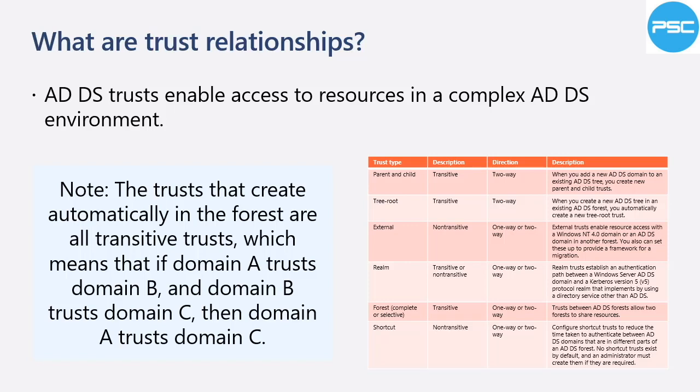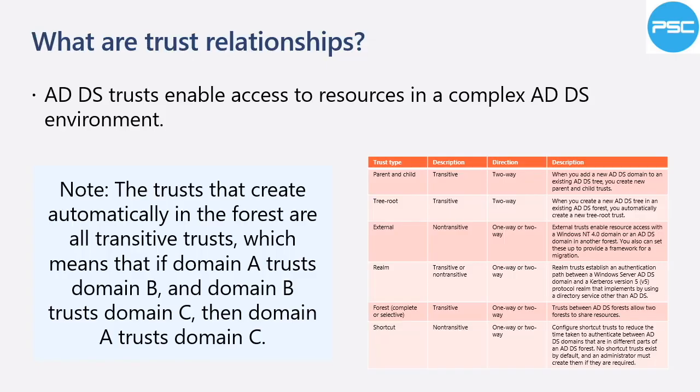Trusts between ADDS forests allow two forests to share resources. Shortcut trusts are non-transitive and can be one-way or two-way. You configure shortcut trusts to reduce the time taken to authenticate between ADDS domains that are in different parts of an ADDS forest. No shortcut trusts exist by default, and an administrator must create them if they are required.